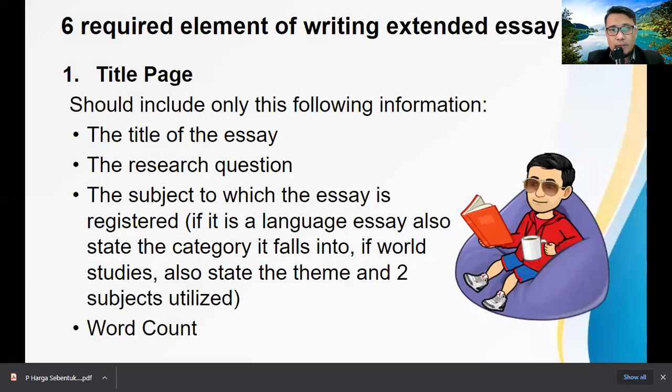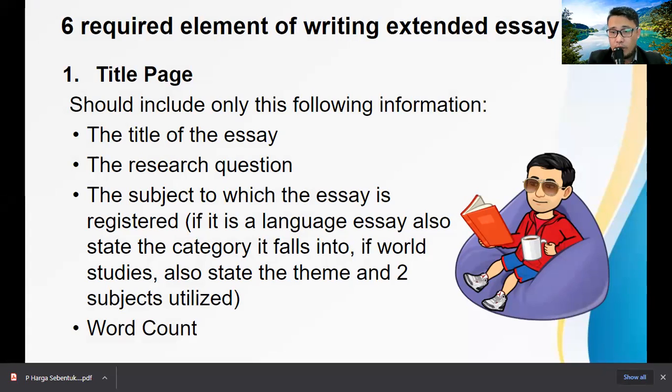Let's talk about the first one, the title page. The title page should include only the following information, not more than that actually. The first one, which is a must in the title page, is the title of the essay, for sure. What would be the topic? You have to mention in your title the topic, and then continue with the research question.